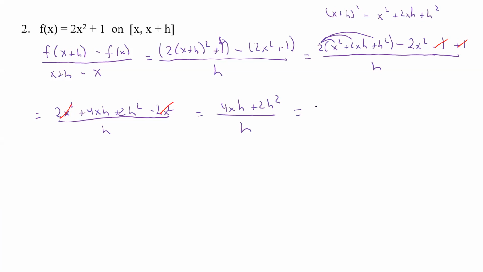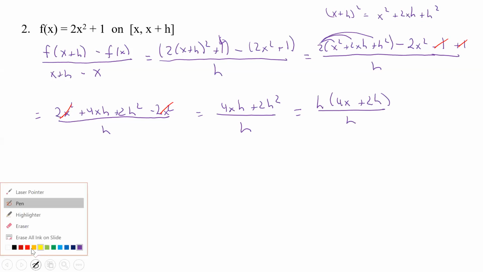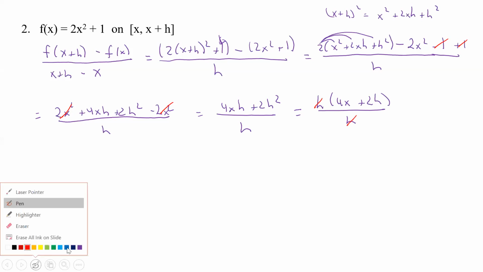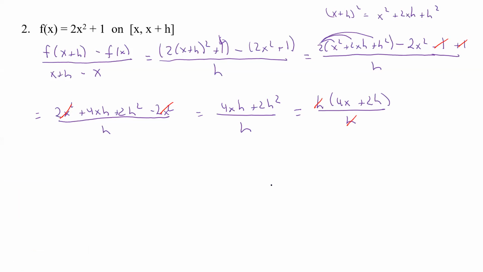Now we can factor out an h in the numerator, and we have 4x plus 2h all over h, and now we get to cancel again. So that h cancels here, and it looks like we just get 4x plus 2h. And so that is going to be our value when we do it over the interval x to x plus h. And so that would be what our rate of change is.